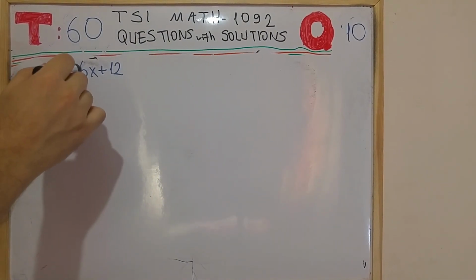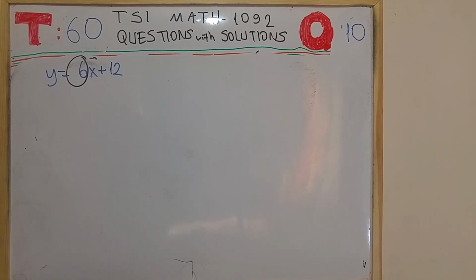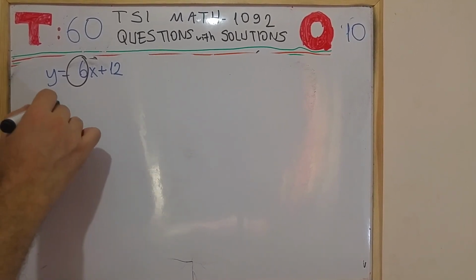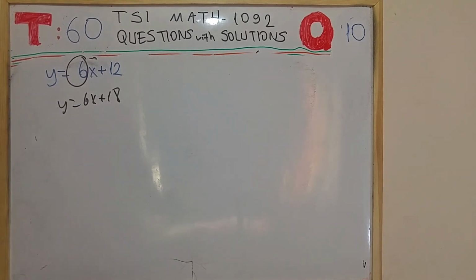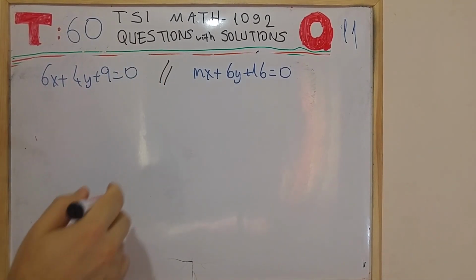The slope of this line is equal to plus 6, as you see here, because the coefficient of x is equal to 6. And in the choices, we have to look for the one with the x coefficient being 6. And we have here y is equal to 6x plus 18. So these two lines are parallel to each other. Therefore their slopes must be equal to each other too.